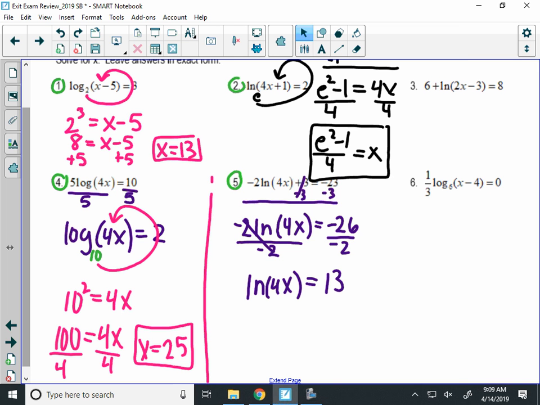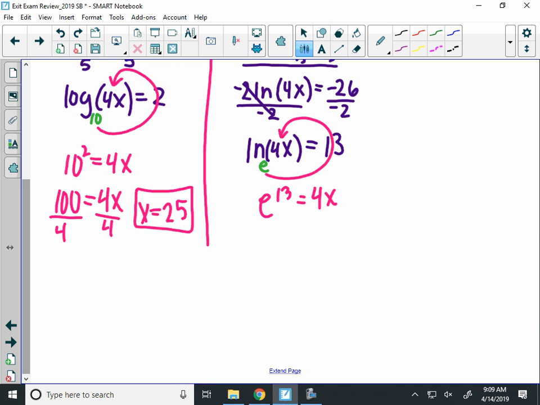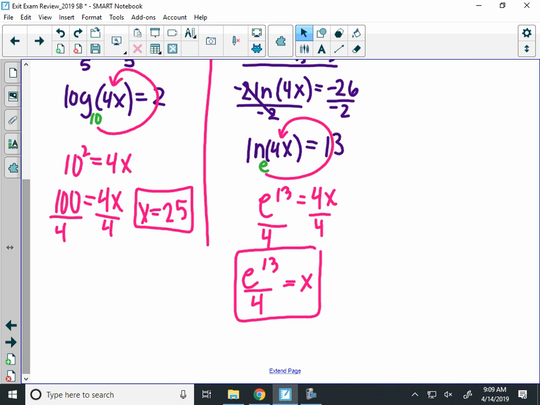Here, remember now, all I have is natural log. It's base e of 4x equals 13. So you make your curly Q. e to the 13th equals 4x. And all you have to do is divide by 4. We want an exact answer, so I'm allowed to leave that as e to the 13th over 4 equals x. And there you go. That's the answer.